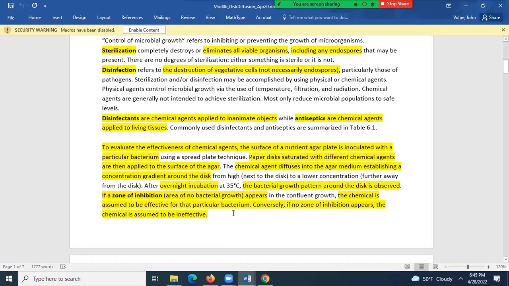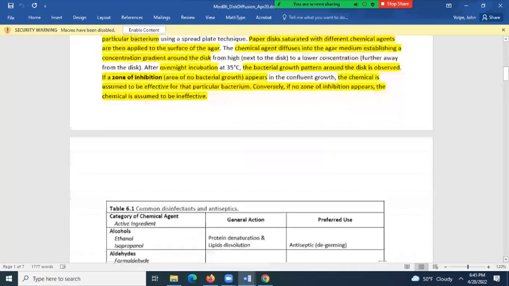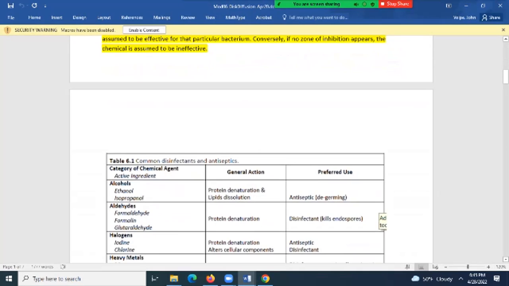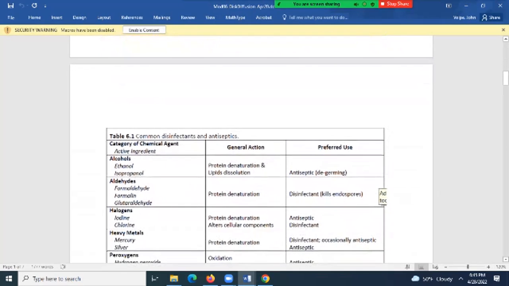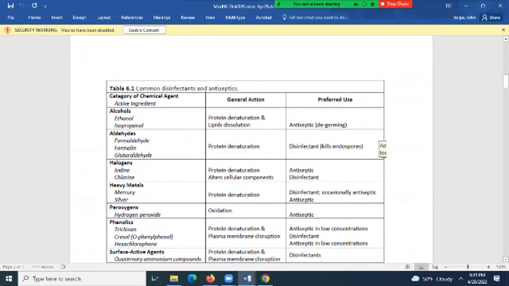Now, it's not quite as simple as that, but for this purpose of just talking about the zone of inhibition, if you see a zone of inhibition, you can assume that the chemical agent is at least partly effective, okay? And if there's no zone of inhibition, the chemical is not effective. All right? And we'll talk about fully effective and not significantly affected a little bit later.